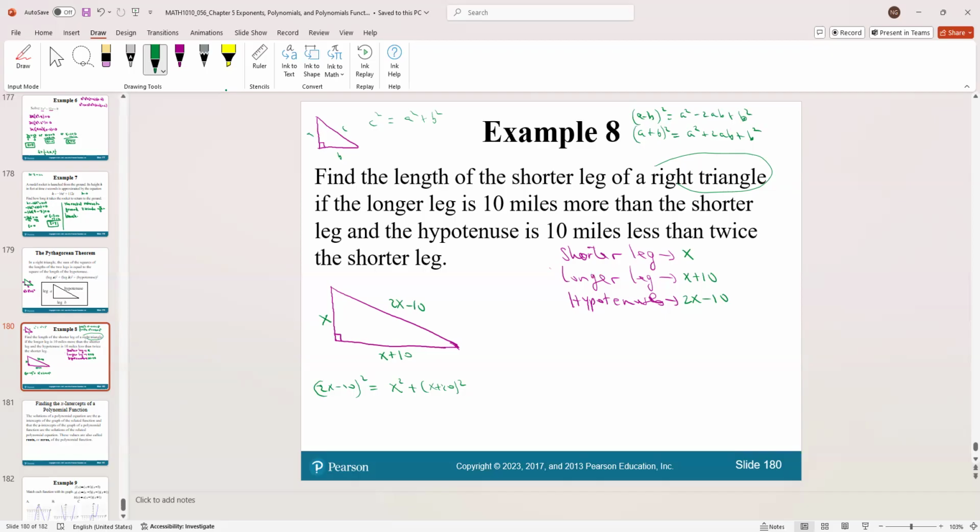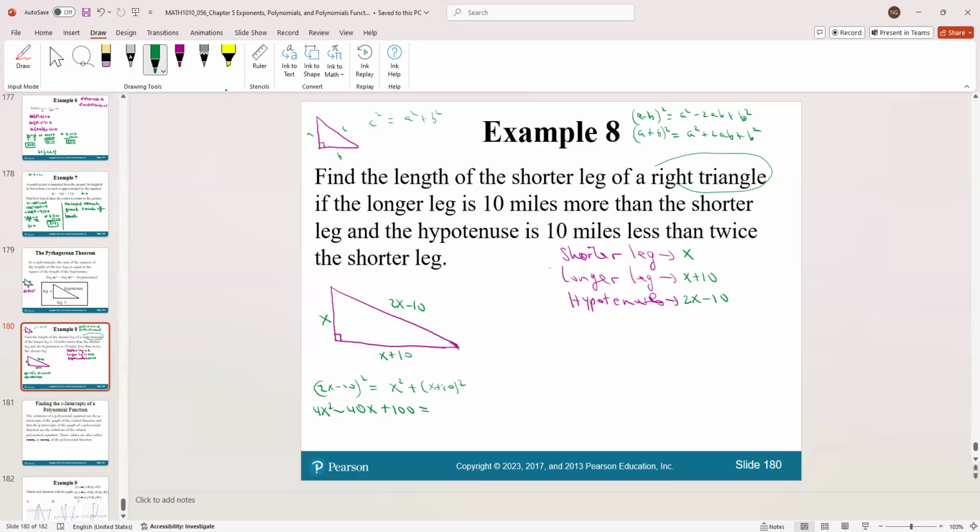Now, the first term power 2 would give me 4x squared, minus 2 times the first one by the second one. 2 times 2x gives me 4x, times 10 gives me 40x, plus the second one power 2. 10 power 2 is 100. I'm done with that side: 4x squared minus 40x plus 100.